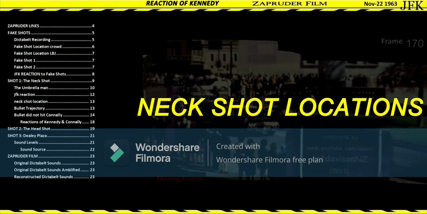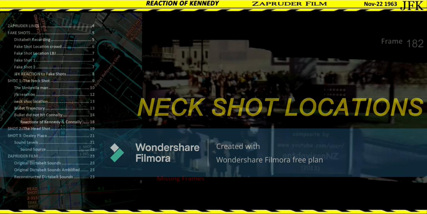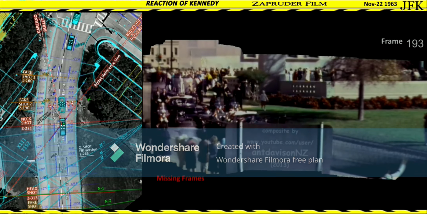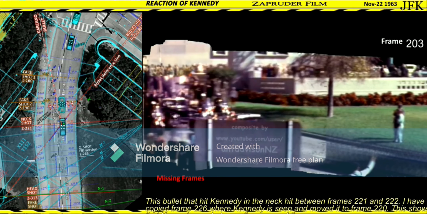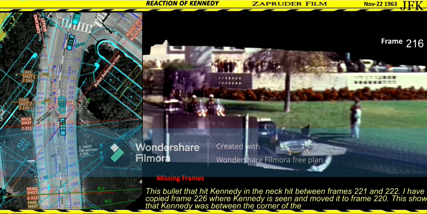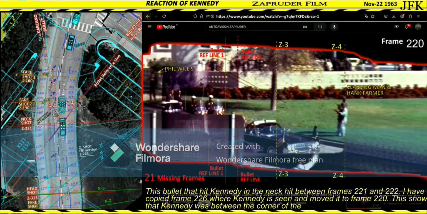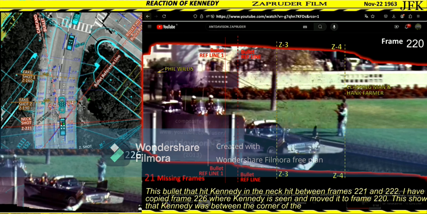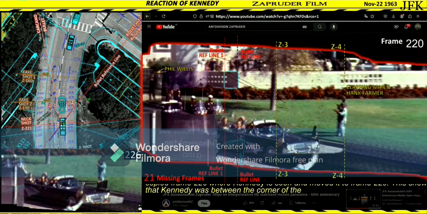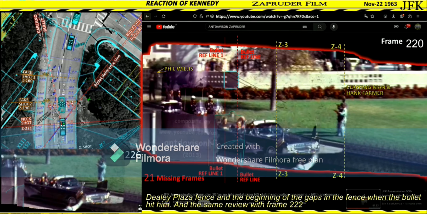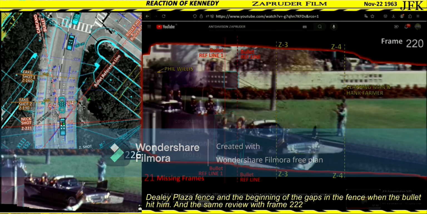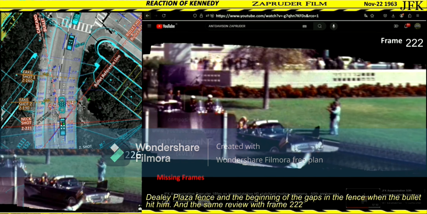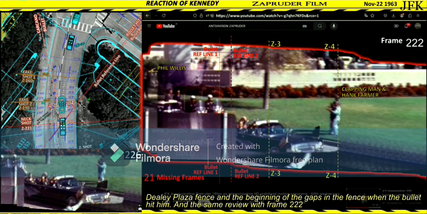Neck shot location. This bullet that hit Kennedy in the neck hit between frames 221 and 222. I have copied frame 226 where Kennedy is seen and moved it to frame 220. This shows that Kennedy was between the corner of the Dealey Plaza fence and the beginning of the gaps in the fence when the bullet hit him. And the same review with frame 222.